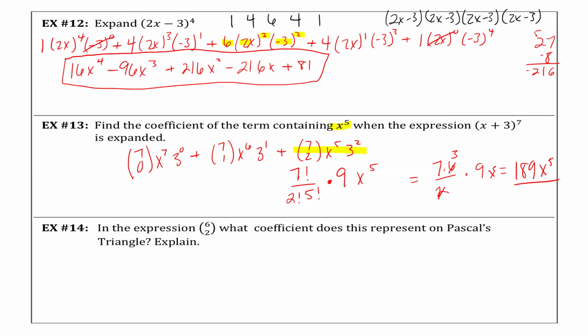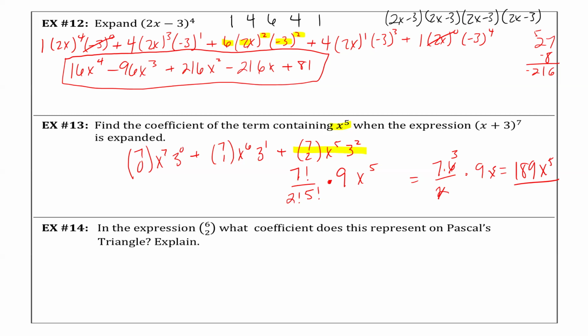You just gotta remember the little rules: first term powers are decreasing, second term powers are increasing, and then you just follow the pattern. If you don't have Pascal's triangle, then you're going to use the binomial coefficient rule. And that's it. That's all we got to do.